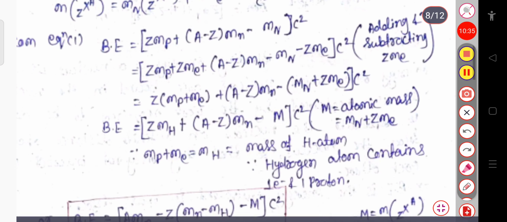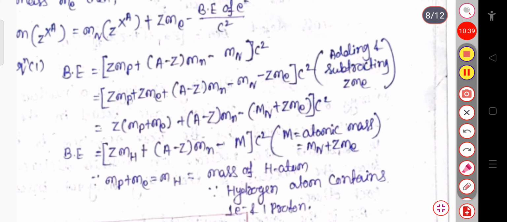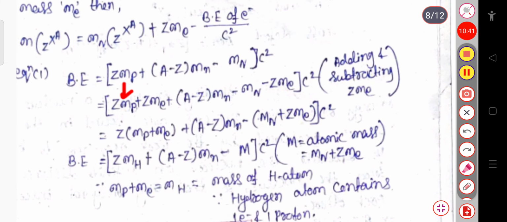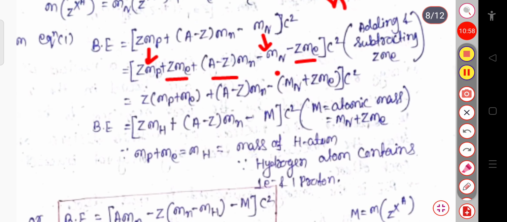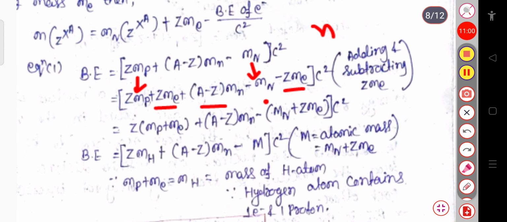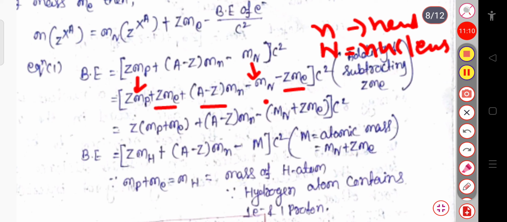Now you see, this will be your ZMP, and if I add a ZME term here and subtract a ZME term, then this will be ZMP plus ZME plus A minus Z Mn minus M capital N, which represents the mass of the nucleus. Small n is for the neutron and capital N is for the nucleus. This is the difference between small n and capital N.